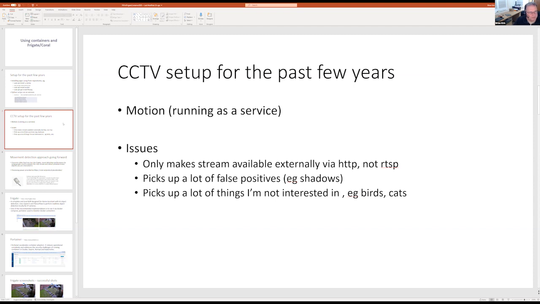But the problem that I had is that it only makes streams available externally via HTTP. A lot of the software for doing analysis around video streams uses RTSP, which is what I'm moving to now. The other thing is it picks up a lot of false positives.